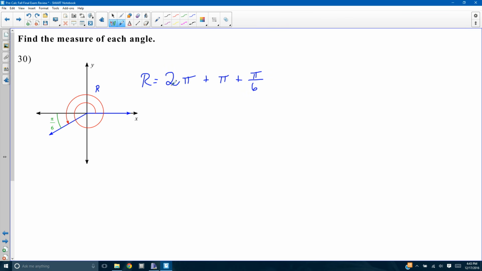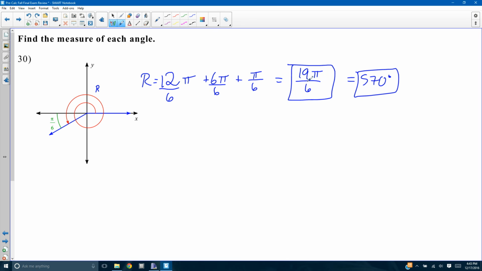Now 2 pi is equivalent to 12 pi over 6. Pi is equivalent to 6 pi over 6. Now that I have a common denominator, I can add straight across. 12 pi plus 6 pi plus pi is 19 pi. This is all divided by 6. And that can't reduce anymore. That's the measure of that angle. If you want to convert to degrees, go ahead. This is equivalent to a full 360 plus another 180 plus pi over 6, which is 30. So 360 plus 180 is 540 plus 30 is 570 degrees. If you want to do that first and then convert back into this, that's fine.